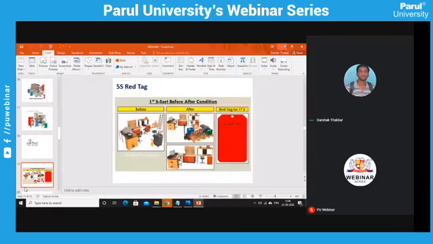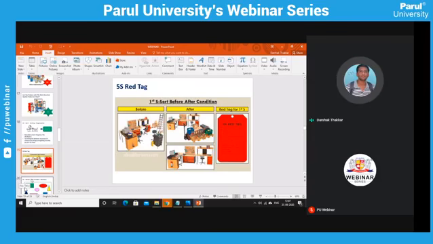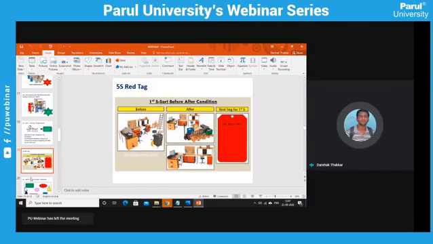Right. So you definitely get the basic information about the 1S, or we can say the sorting. It is very easy to understand, right? So we can move forward to the next, the 2S. Once we have identified the necessary things, we have to set them in order in our workplace. Whatever the most required things, we have to keep nearer to the workplace. Whatever less required things, we have to order accordingly, right?